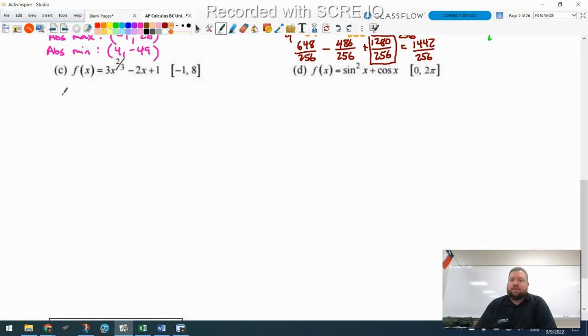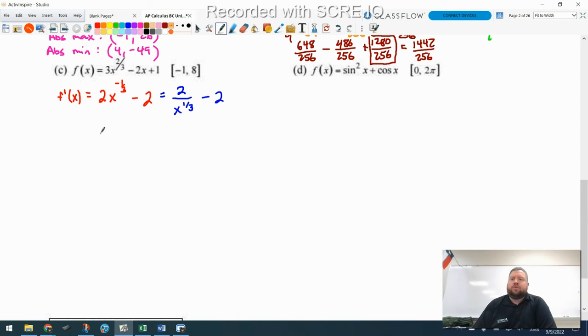Okay, take the derivative. f prime of x is equal to, multiply by 2/3, you get 2x, subtract 1 from the exponent, negative 1/3. Negative 2, and then plus 1 goes to 0. All right, so our derivative, I'm going to change that to a positive exponent by moving it down: 2 over x to the 1/3 minus 2.